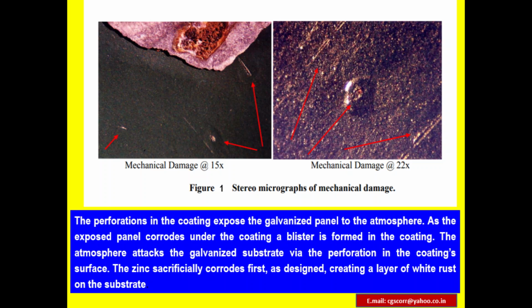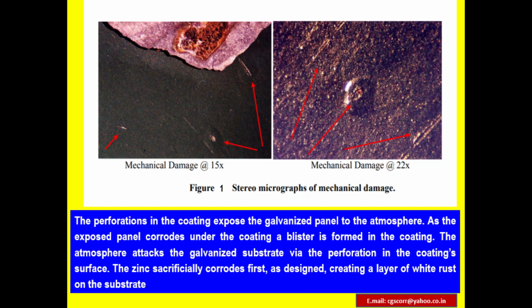Whereas the right side figure shows you mechanical damage at a magnification of 22 times. You can see three red arrows pointing towards three corrosion spots. You can see white corrosion product and red rust.